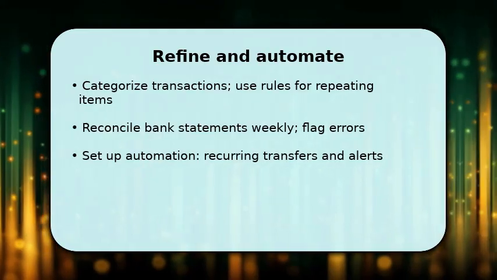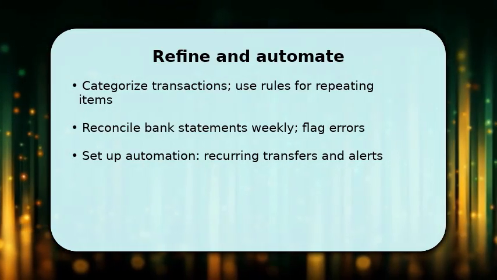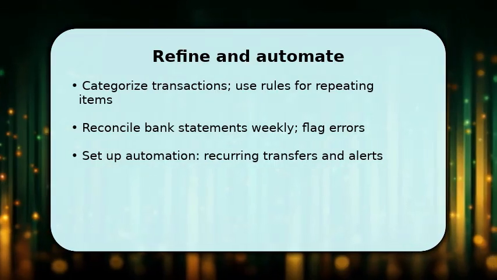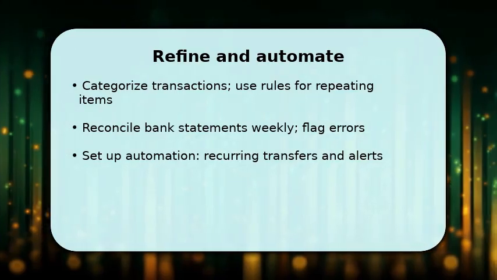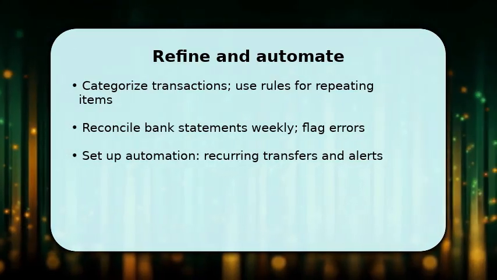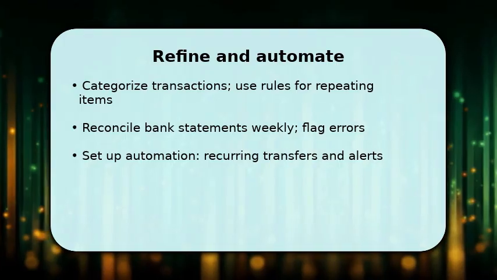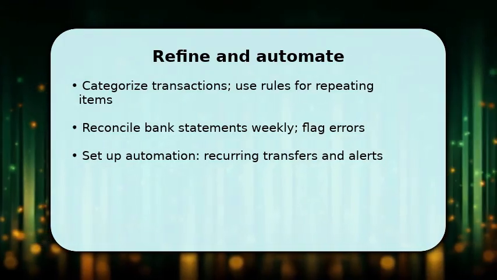Then reconcile the tracker with bank and card statements weekly to catch mismatches, making adjustments as needed. Once reconciled, set up automated transfers for savings or bill payments and configure low balance alerts. Doing these steps steadily builds accuracy and discipline.